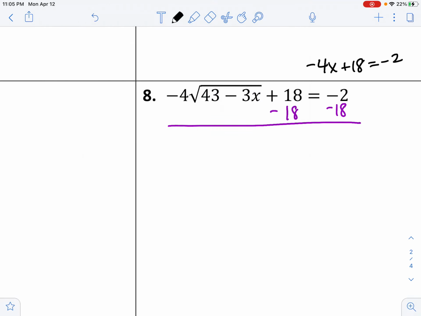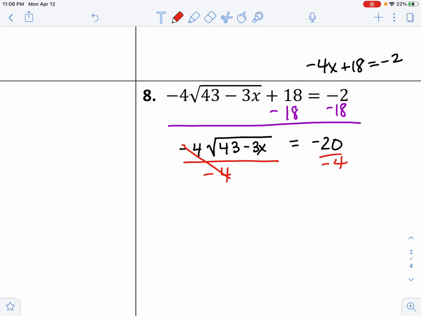And we will get -4 times the square root of 43 minus 3x equals -20. So now we just have to eliminate this -4 here, and that's -4 times the square root of 43 minus 3x. So we're going to divide both sides of our equation by -4. So now we have isolated our radical. So we have square root of 43 minus 3x equals 5.